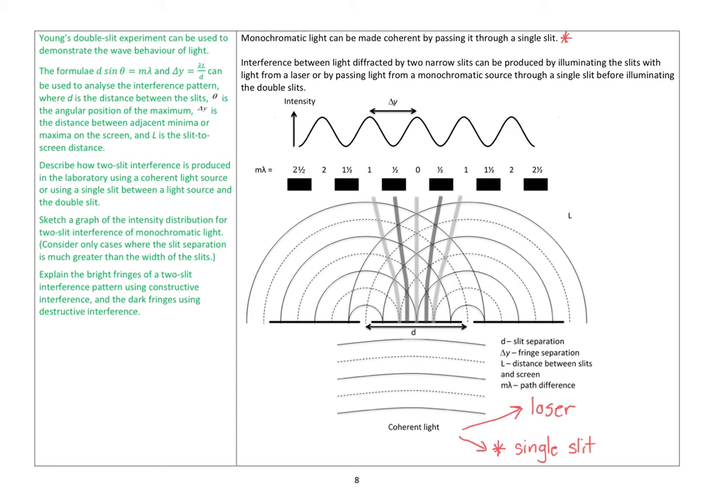Now, we've got light starting at the bottom here, and we are shining that light through two little slits. These two slits are going to act as two light sources in the same way as we had the two sources before. So we can think of this as S1 and S2, the two sources of light.